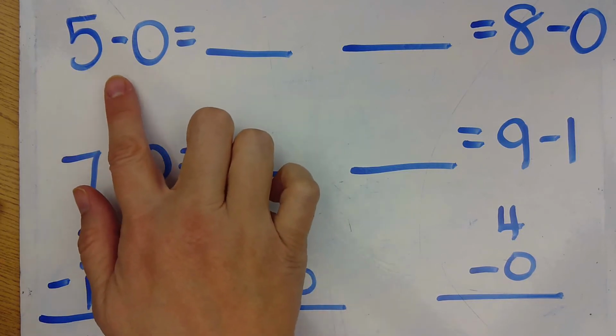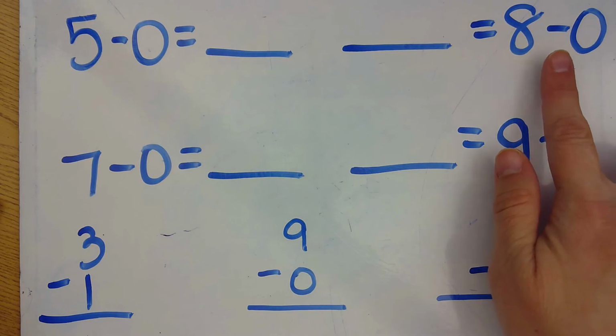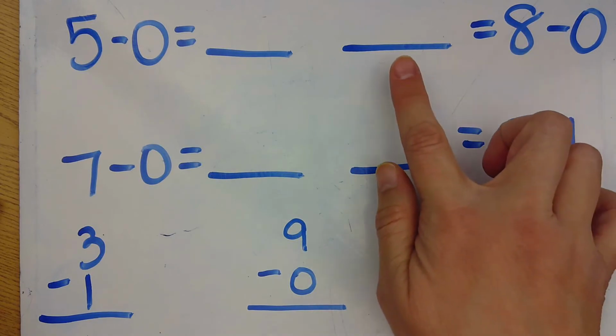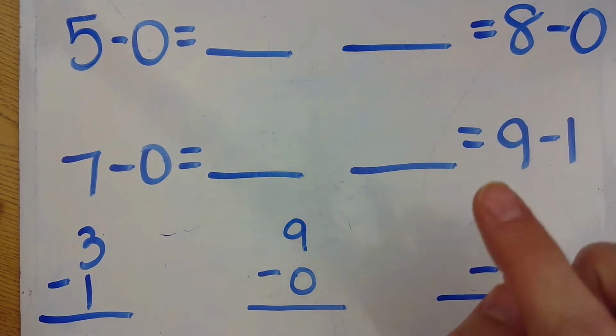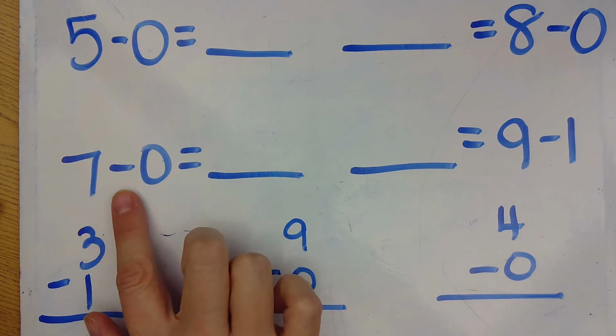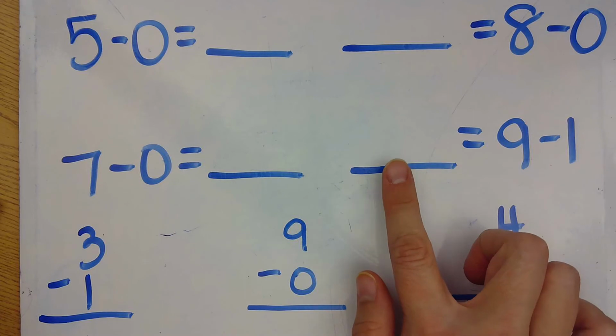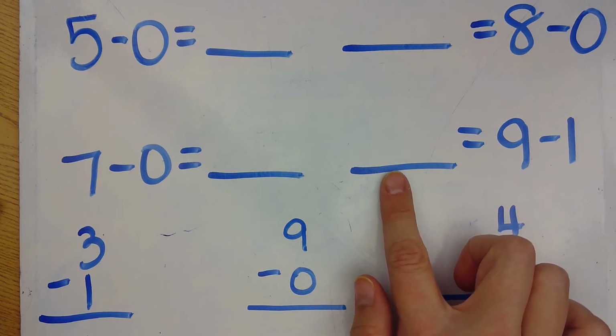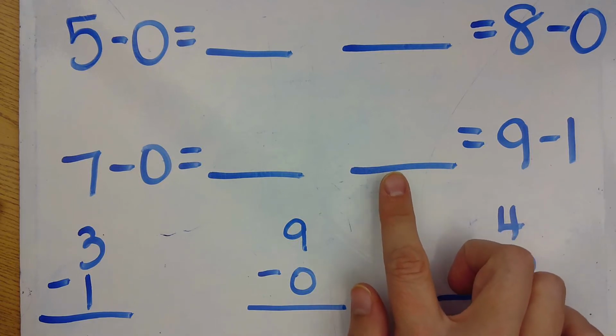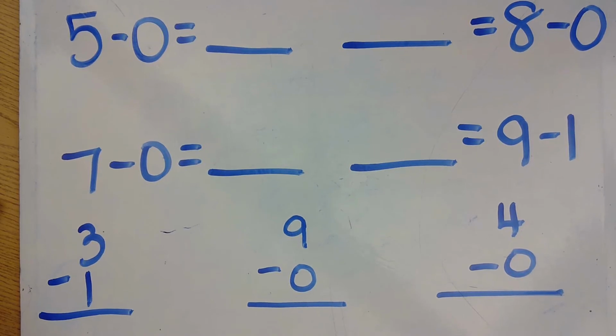So here we have 5 minus 0, 8 minus 0 with the answer in a different location, 7 minus 0, 9 minus 1 equals, again, this answer will be in a different location than what you're used to seeing. We have 3 minus 1, 9 minus 0, and 4 minus 0. Let's talk about the -0 and the -1 strategy very quickly.